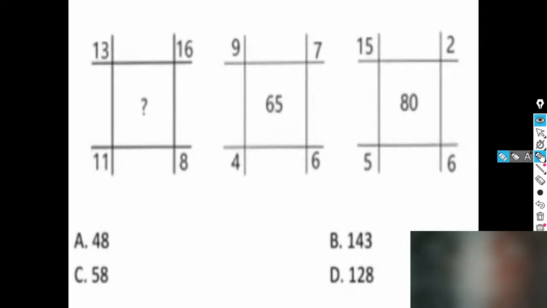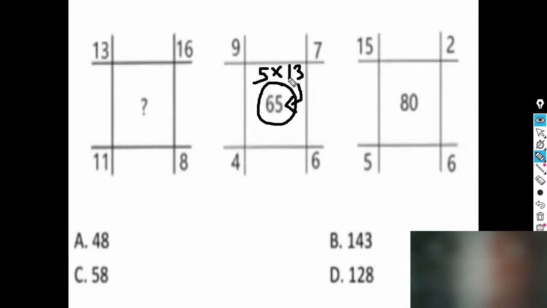Okay, next one. We have 65 in between. So 65 we can write as the product of 5 into 13. 13 into 5 gives us 65. It is a very common thing. We don't get products of two numbers like this frequently for 65.